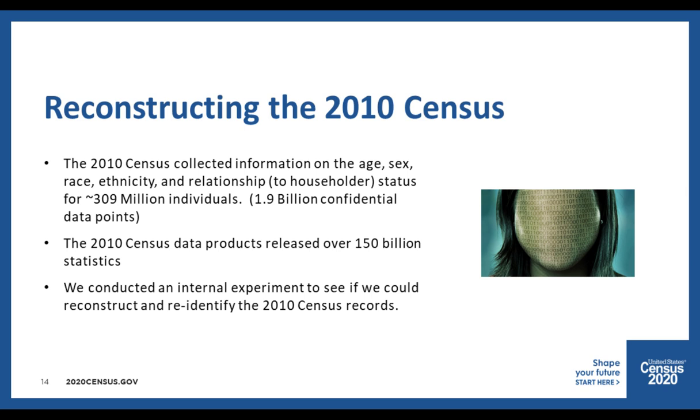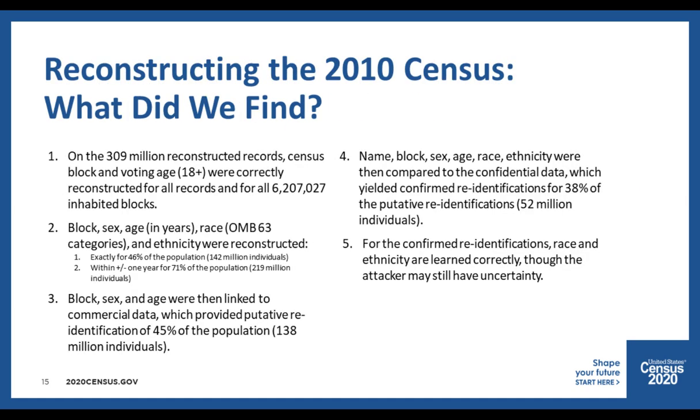Remember when I said before that every release of a calculation or tabulation derived from a confidential data source leaks a tiny bit of private information? Well, the 2010 census collected a handful of attributes for the approximately 309 million people in the US, for a total of about 1.9 billion confidential data points. Yet the 2010 census data products released over 150 billion aggregate statistics derived from those data. We wanted to see if that was enough to reconstruct the individual level records. The answer was an emphatic yes.